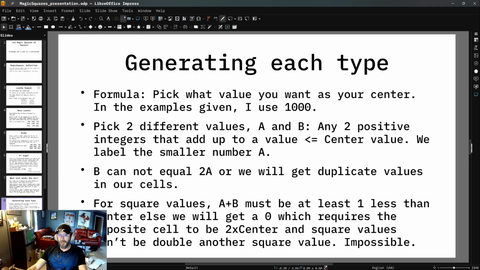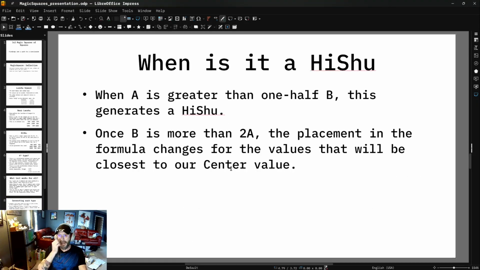But the real thing that we want to know, in my opinion, is what makes it a low shoe or a high shoe, or when is it a high shoe or not. And it is a high shoe when A is greater than 1/2 of B. And this is where the numbers suddenly flip when we do our orientation and our formula that we've covered. And again, we know that A plus B is less than or equal to the center value, so that's already a restriction.